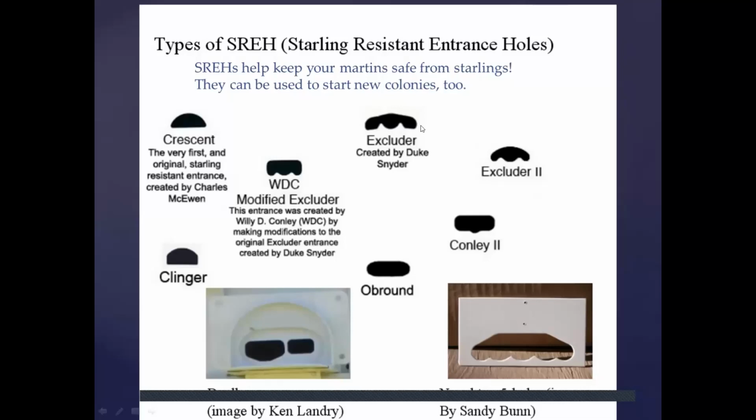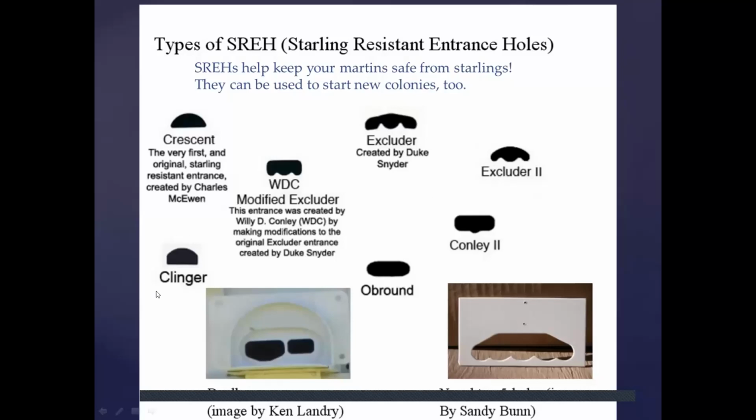Then this is the Excluder 1 and the Excluder 2. And then the Conley 2 is the type that is found on Troyer gourds. We'll talk about Troyer gourds in a little while. And then less commonly found now is the Brown and then the Dooley and the Naughton 5-holer. I haven't seen those in a while, but sometimes you'll encounter Klinger entrances too.